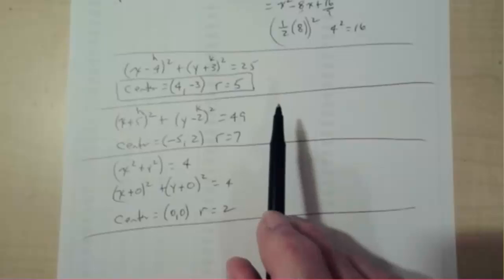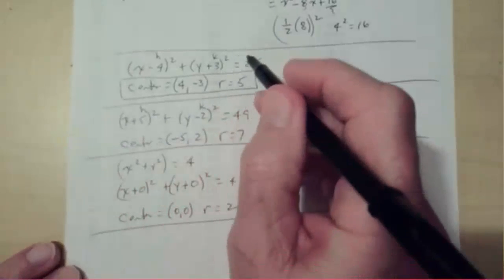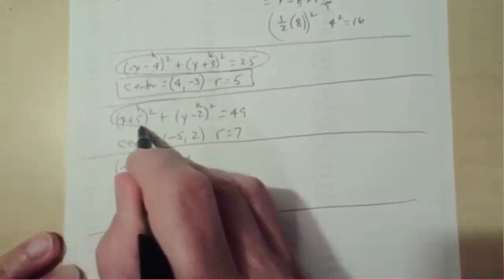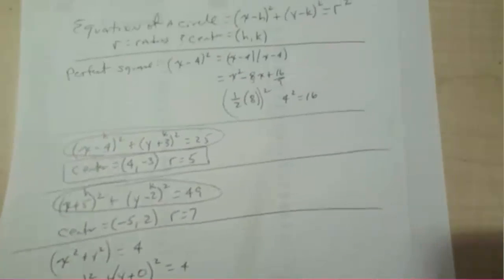Now we're going to have to back up a little bit, because how do we get to these equations? We have to use completing the square. Completing the square is semi-important. That's actually pretty important.